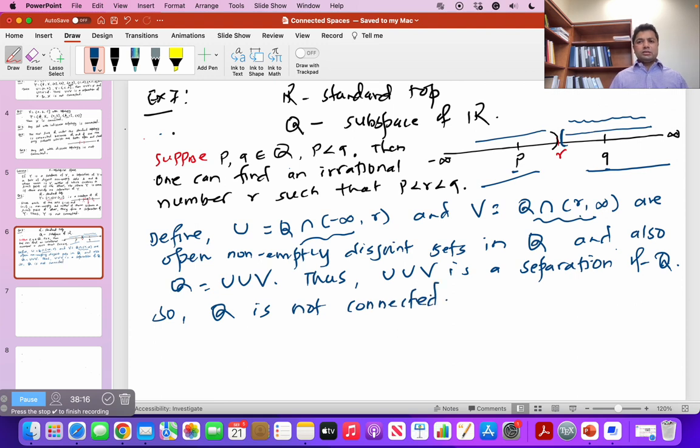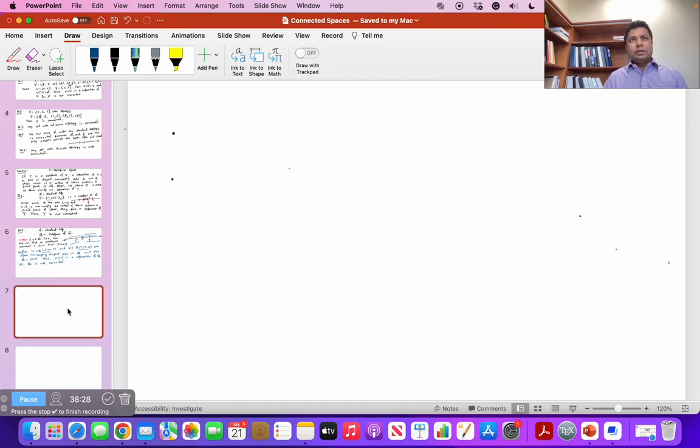Okay, so here is another popular example of a space which is not connected. All right, so far I have given you multiple examples of a space which is not connected. But the question is, how can we construct a connected space?